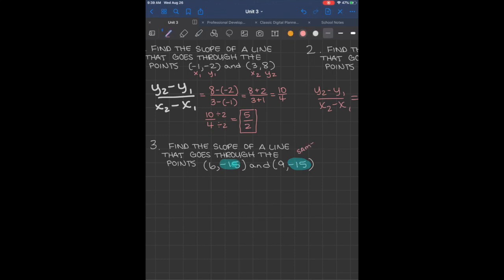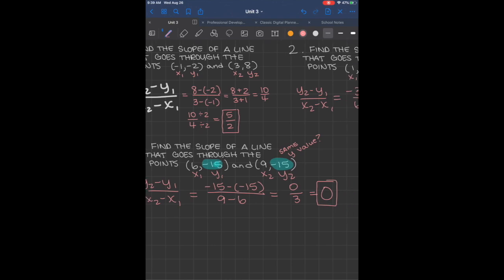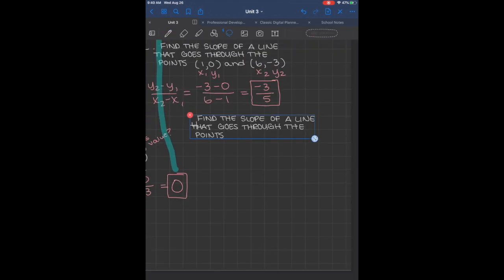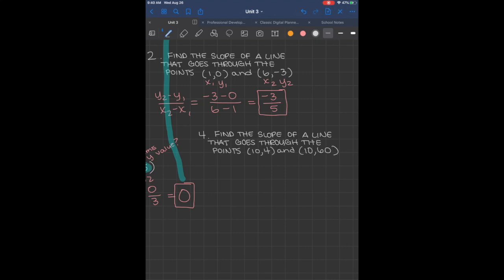So this one, we've got 6, -15, and 9, -15. So notice that the y values are the same. So think about the graphs up top. We got a positive slope, a negative slope. And now whenever we plug this in, since it's going to be a y equals line, since both of our y's are the same value, when we subtract them, we should get 0 on top, which simplifies to 0. So that's a flat y equals line. As you can see, that's what it looks like.